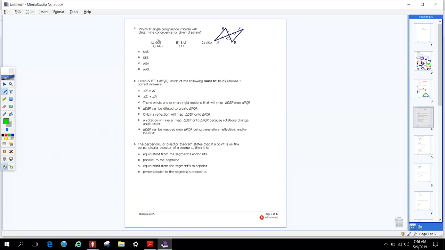Number 4, which triangle congruence criteria will determine congruence for the given diagram? Okay, so again, here we have a side. Where did you get the angle from? Excellent. They're vertical angles. Vertical angles are congruent. So it is side angle side. I don't know why they gave you 5 choices and then 4 choices. That's bizarro.